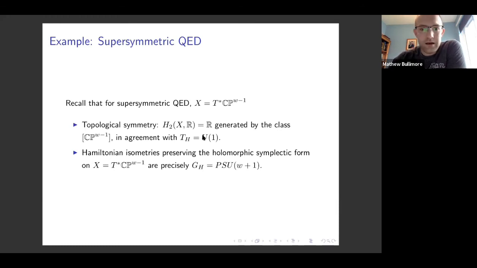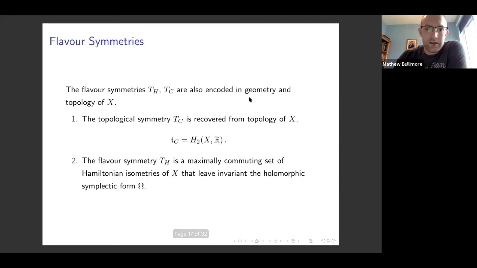Yeah, thanks, Aswin. Yeah, that's absolutely right. In the previous slide, T_H was the maximal torus of the flavor symmetry, and that's a maximally commuting set. But I could have, as you say, just written G_H, and that would have been the group of Hamiltonian isometries of X. Yeah, thank you. So yes, you can see the full flavor symmetry. Good.